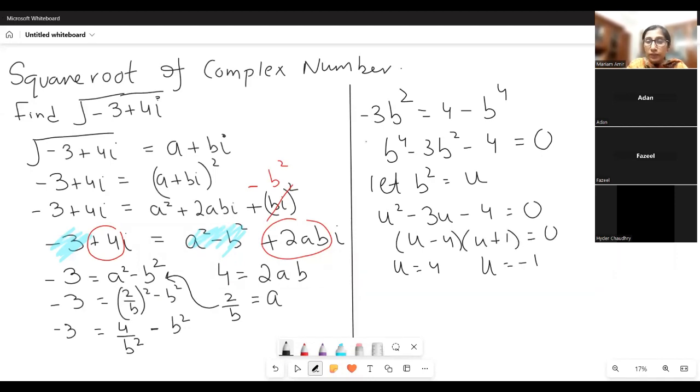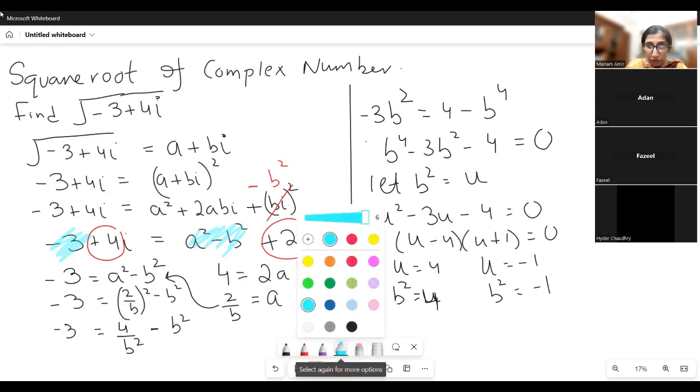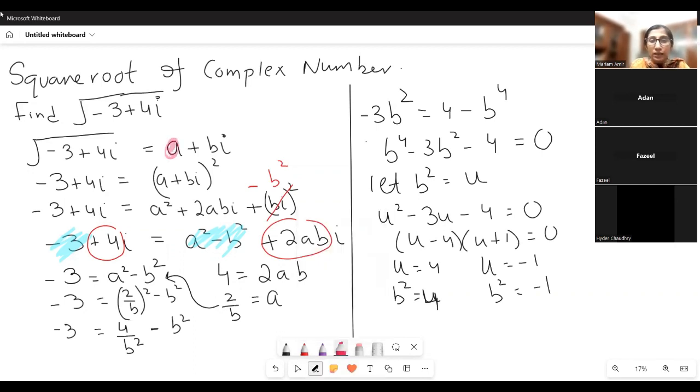So now replace u with b square: b square equals 4, and b square equals -1. Now remember that these a and b are both real values. Yes, I should have mentioned that here. These are not complex. So a is some real constant and b is some real constant. Keep that in mind. A and B are real, not complex.